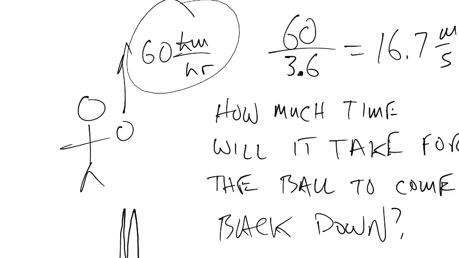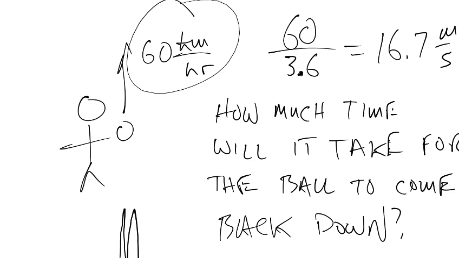Plus V I. Now, initial velocity is 60 up. No, sorry, not 60. I made a mistake here. That's the kilometers per hour number. We calculated that to be 16.7 up, and now multiplied by time. Now, if you notice this equation, the only variable that I don't know is time.